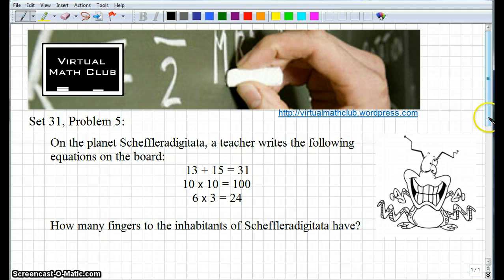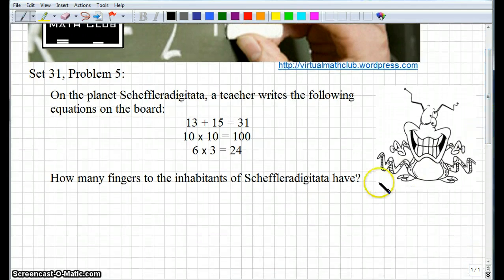Well, we're going to assume a lot of things about how the inhabitants of Schefflera digitata count. We're going to assume that they count pretty much just like us, except that they have a different number of fingers. So we need to think about how we count.